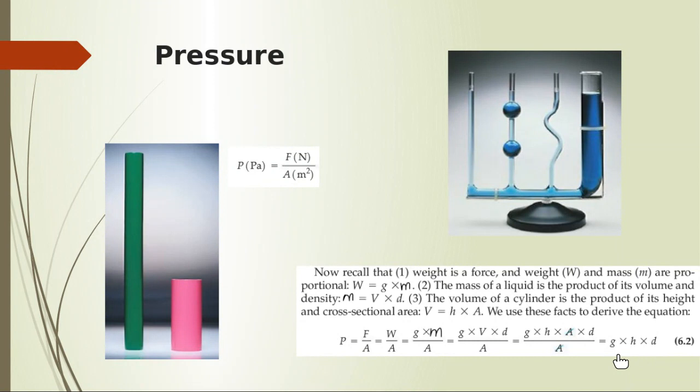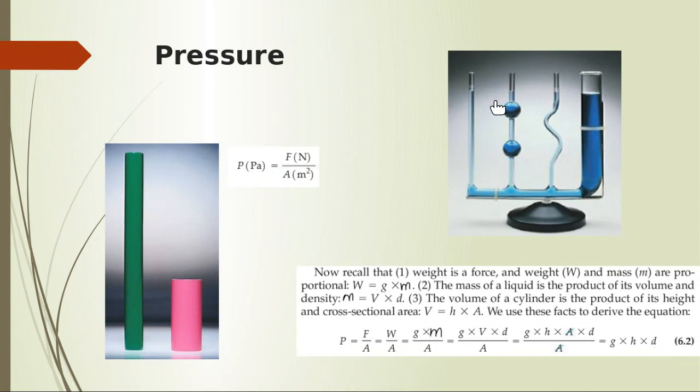Gravity is stable and doesn't change anywhere in the world. Maybe if you go to space, gravity will change, but on Earth gravity does not change. The height and the density are very important for calculating liquid pressure.